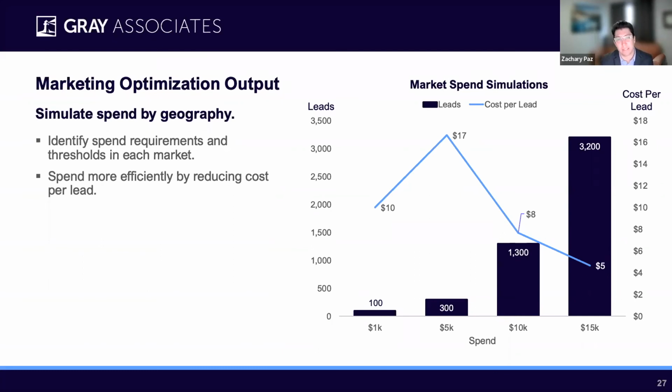And then the second piece is using similar techniques, adding on the spend portion of it to really understand in each market, how do you optimize your marketing spend and even your recruiting to be more efficient with your dollars. Understand what the thresholds are for actually breaking through in terms of lead generation in each market, and just being more informed around your geographic marketing spend.